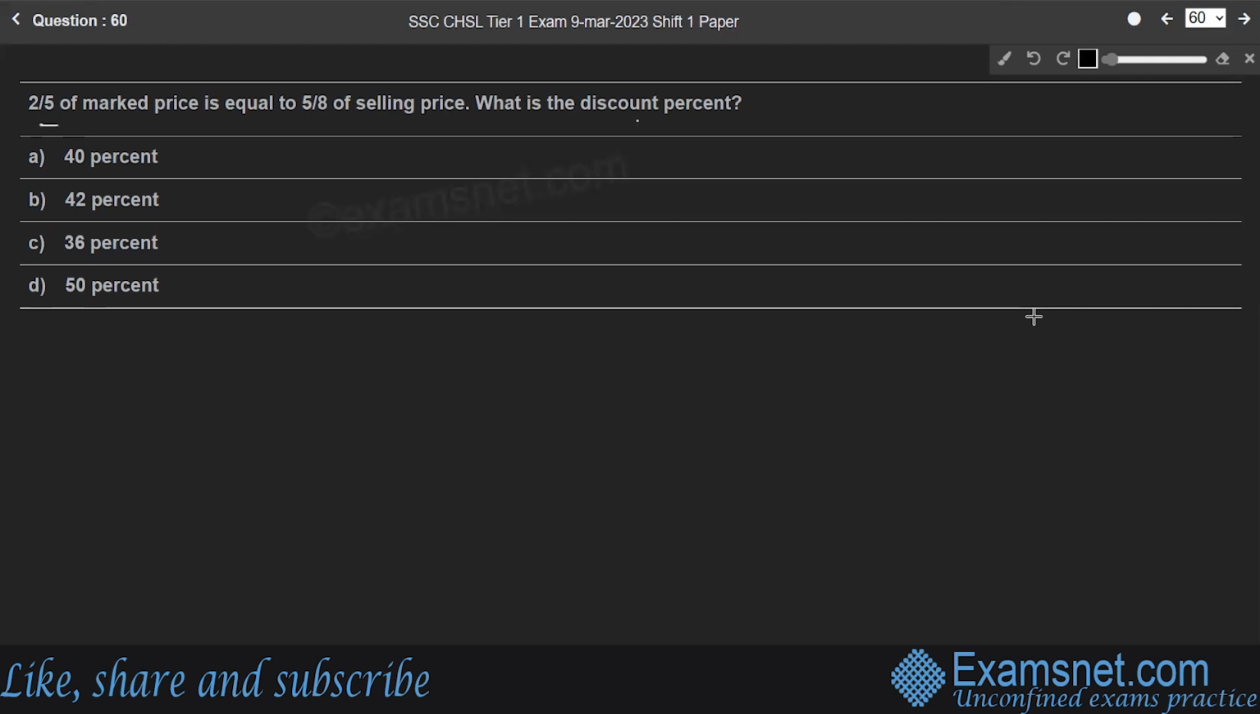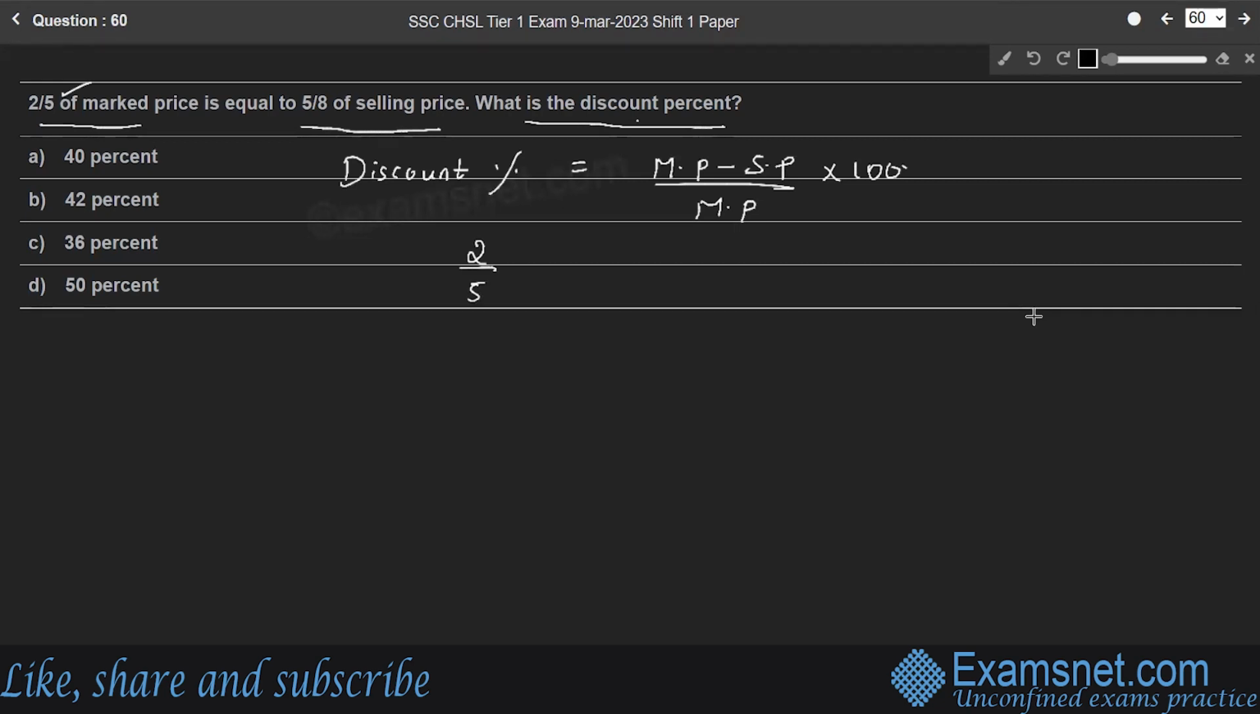Question 60. 2 by 5 of market price is equal to 5 by 8 of selling price. Then what is the discount percentage? By the formula, discount percentage based on market price and selling price is market price minus selling price over the market price into 100. It is given that 2 by 5 into market price is equal to 5 by 8 of selling price.